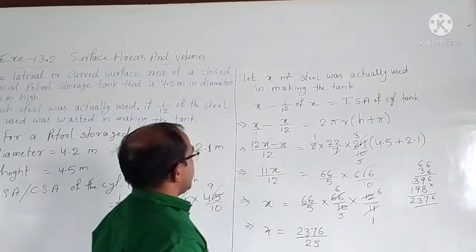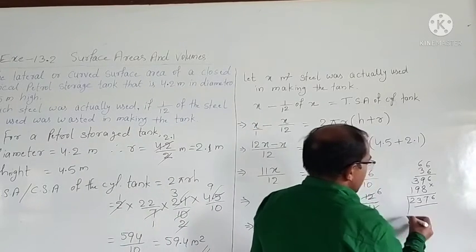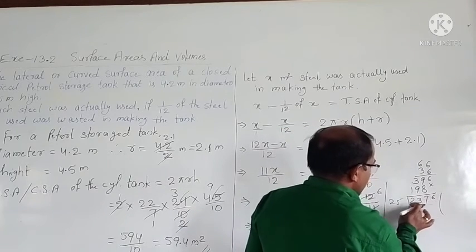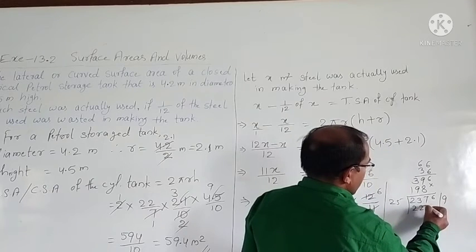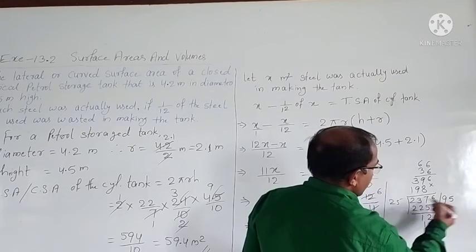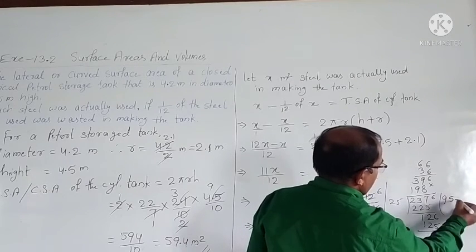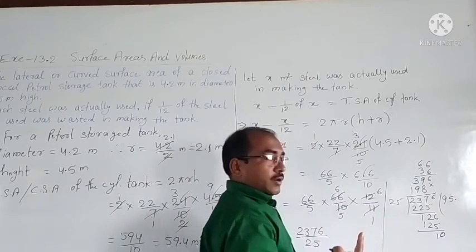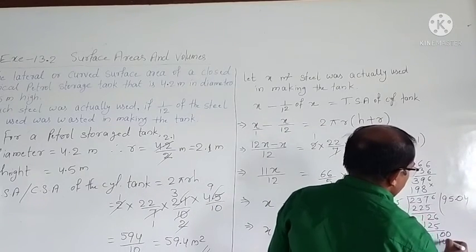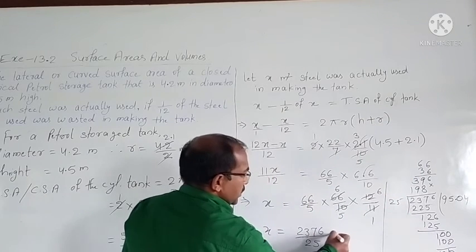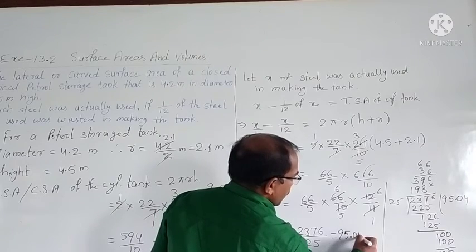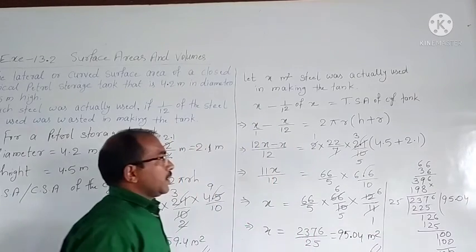So we need to divide 2376 by 25. 9 twenty-fives are 225, we get 126, 5 twenty-fives are 125, 1. Now we put the decimal, but still we cannot divide, so one more 0 we put here and then 10. 4 twenty-fives are 100. So finally we got 95.04 meter square steel was used in making the tank.